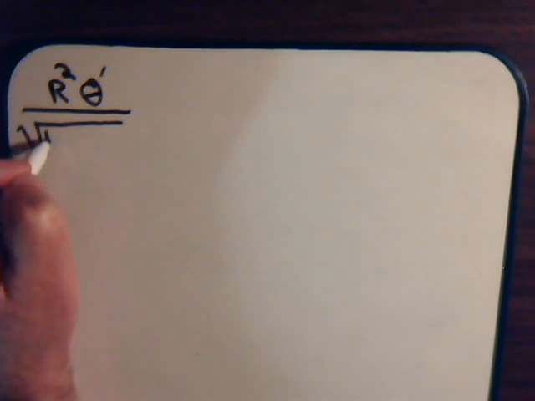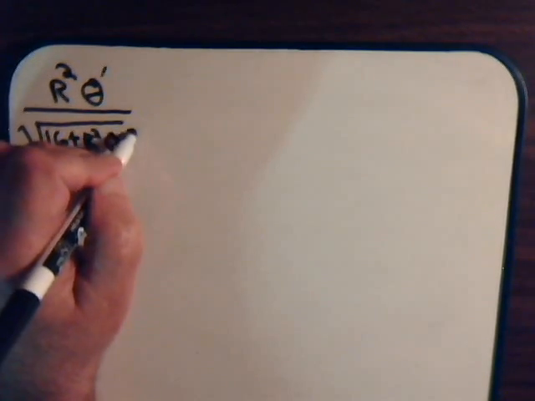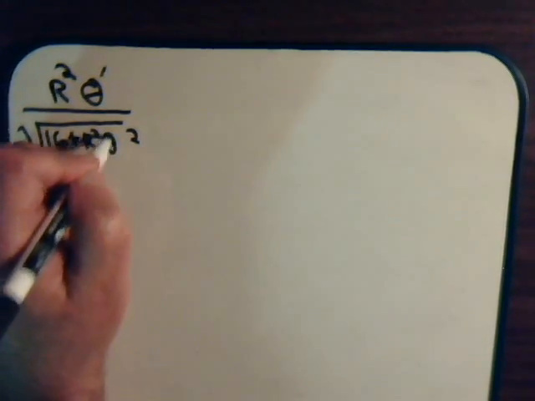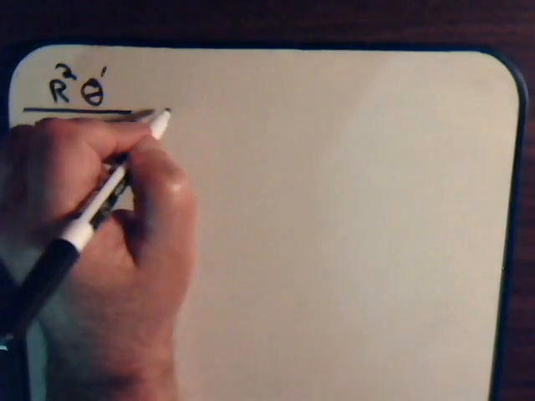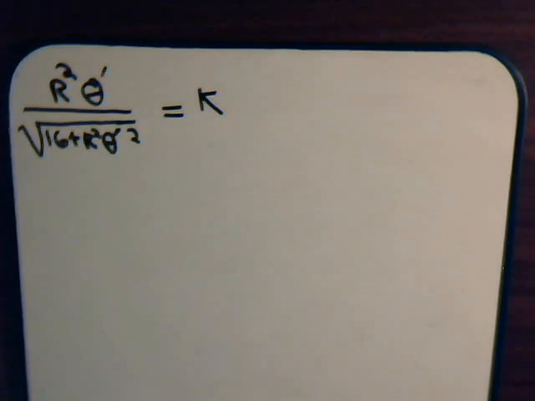So we had r squared multiplied by theta prime divided by the square root of 16 plus r squared theta prime squared. This is theta, not psi. Theta prime squared equals a constant. Can we get an expression out of this for theta prime?